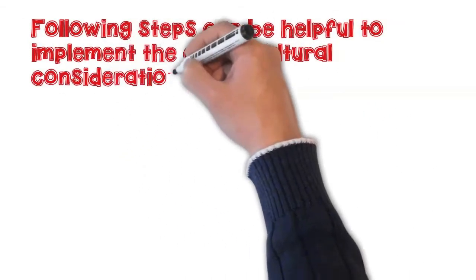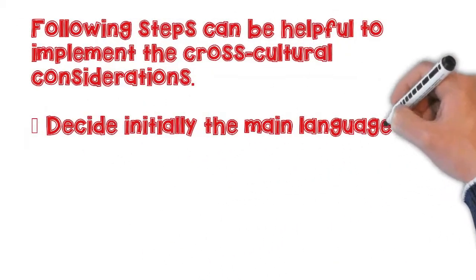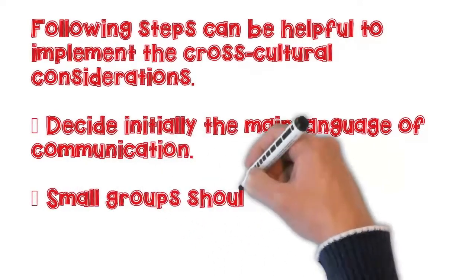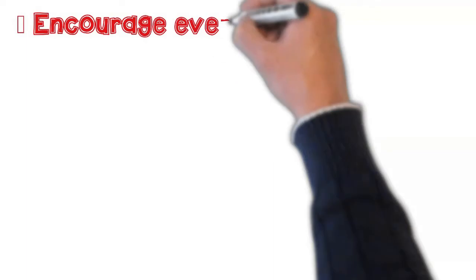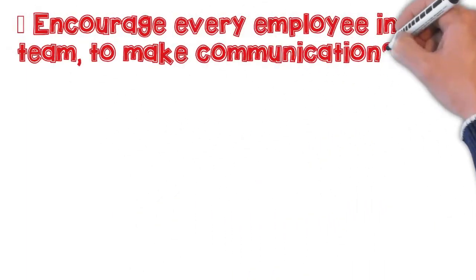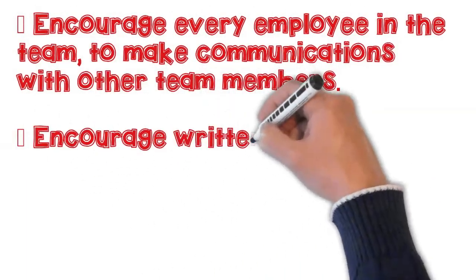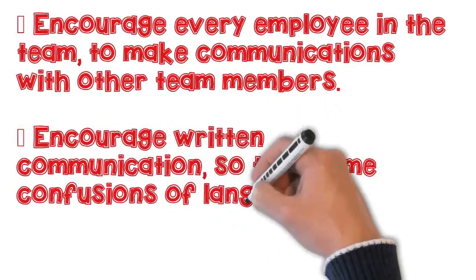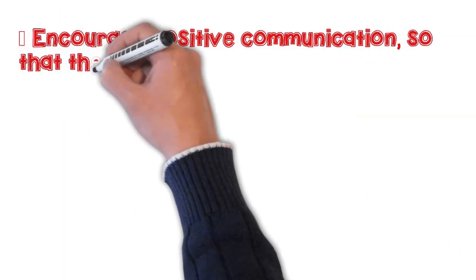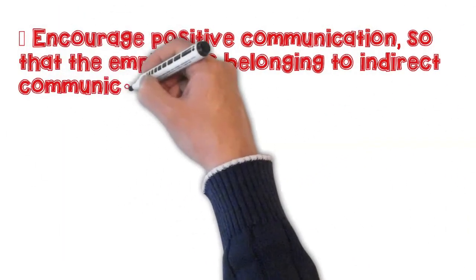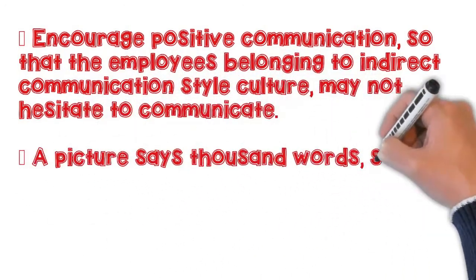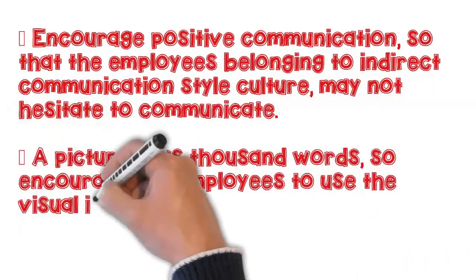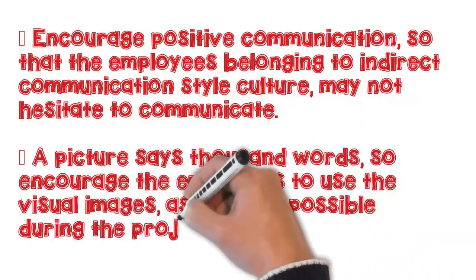Decide initially the main language of communication. Small groups should be allowed to discuss in their chosen language. Encourage every employee in the team to communicate with other team members. Encourage written communication so that some confusions of language can be cleared. Encourage positive communication, so that the employees belonging to indirect communication style cultures may not hesitate to communicate. A picture says 1,000 words, so encourage the employees to use visual images as much as possible during the project working.